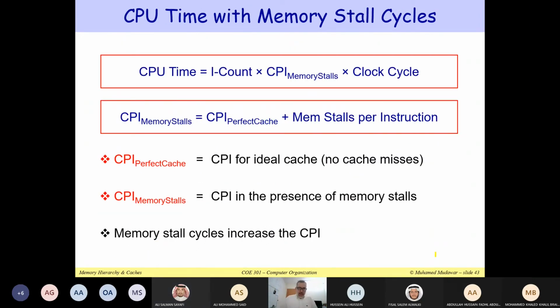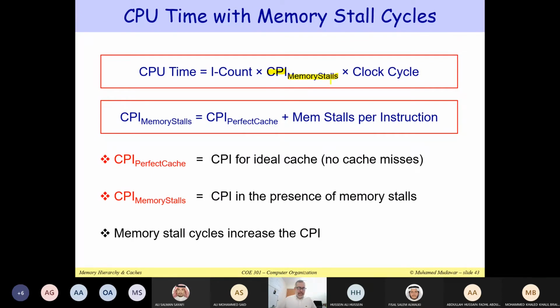Right. So now, if I would like to go back to the performance equation, remember the CPU execution time? I talked about it before. To look at the CPU execution time, we take the instruction count multiplied by the average CPI multiplied by the clock cycle. But before, we did not take into account the presence of caches. Now we would like to take into account the presence of caches. Because we have cache misses, we are going to stall the CPU, so we have to take into account the CPI in the presence of memory stall cycles.